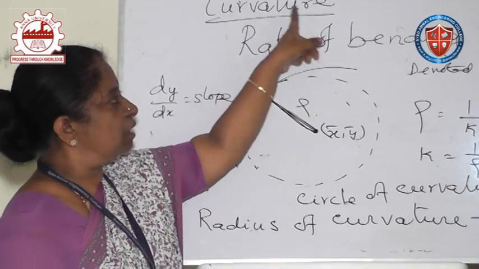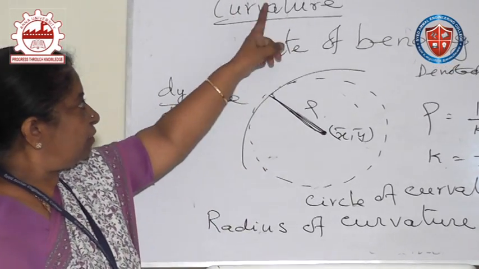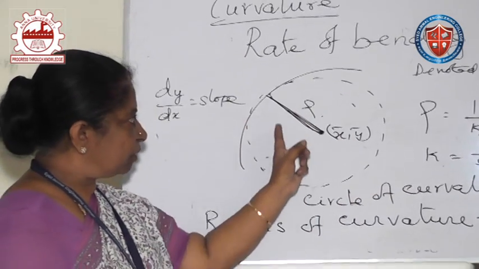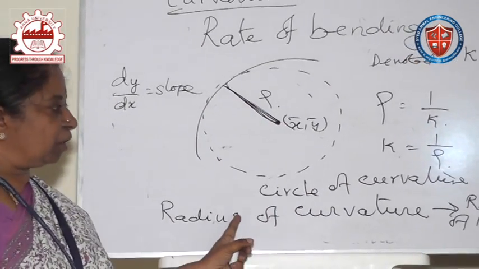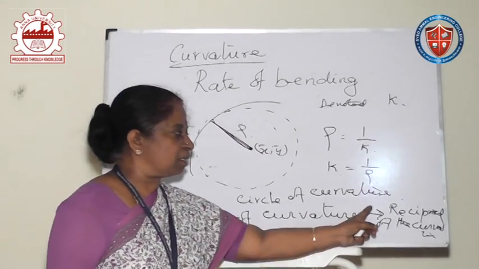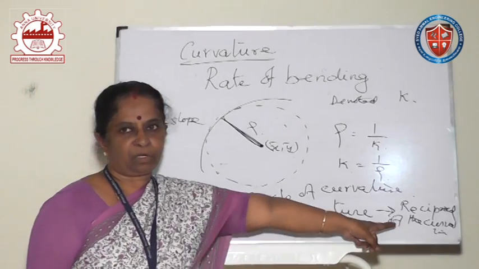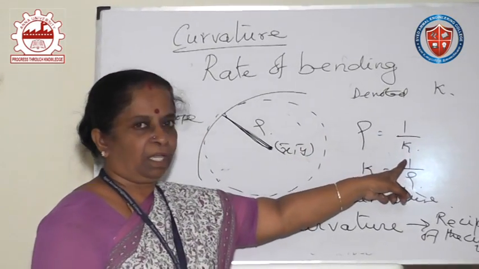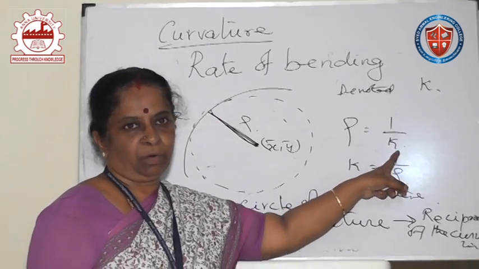Coming to the next, the rate of bending of a curve is what we call the curvature. The curvature, we denote it as K. From K, we go into what is meant by radius of curvature. Now the radius of curvature is nothing but the reciprocal of curvature. We write rho is equal to 1 by K, so K is equal to 1 by rho.